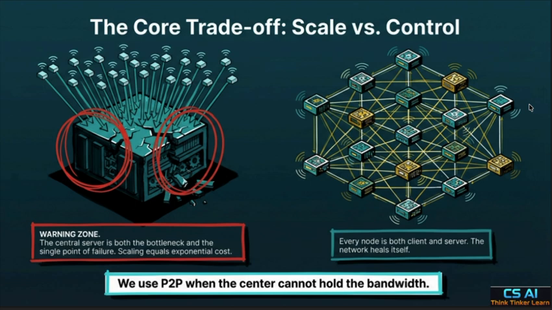Every networking decision now comes down to a trade-off between scale and control. In a standard client-server model, the central server is the source of truth, but it is also the ultimate bottleneck and single point of failure. As you scale, your bandwidth costs grow exponentially. Peer-to-peer, or P2P, flips this. Every node is both a client and a server. The network becomes self-healing, and critically, we use P2P when the center cannot hold the bandwidth, like for 4K video calling or massive file distribution.